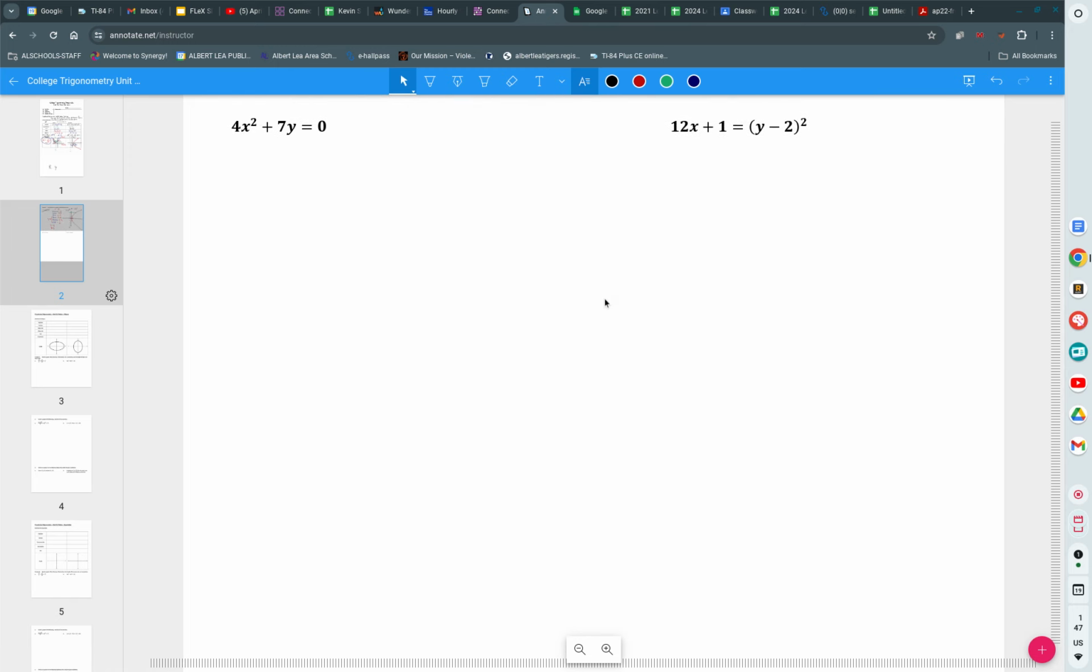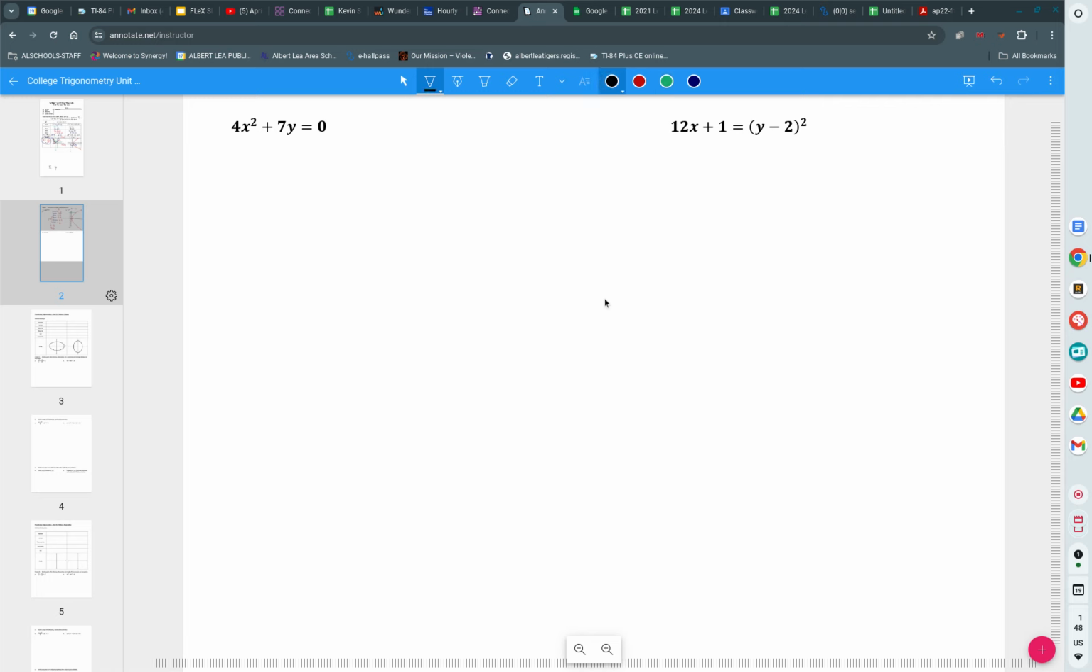I got 4x squared plus 7y is equal to 0. Talk quietly with the person next to you. Which way do you think it opens? Up, down, right, or left? I think it's going to be opposite because the x is squared. Okay, this is a vertical parabola, and it goes down.